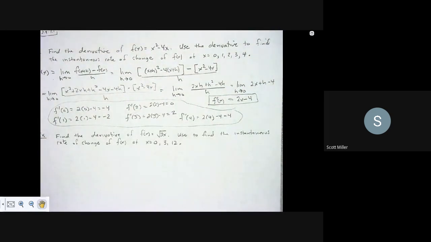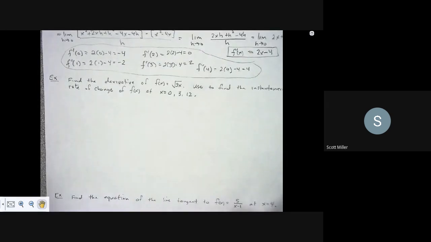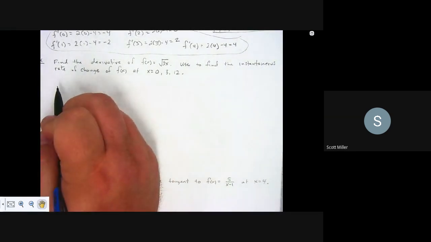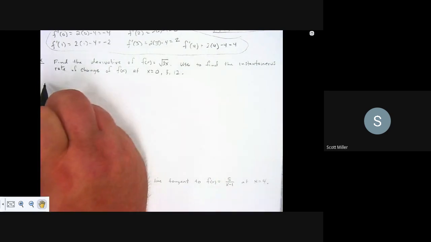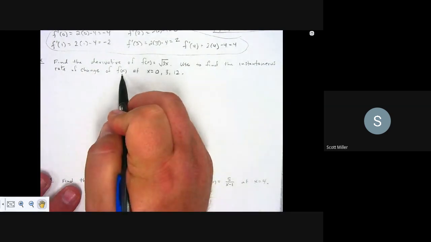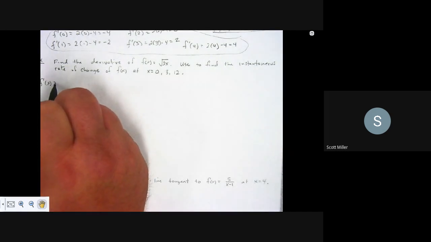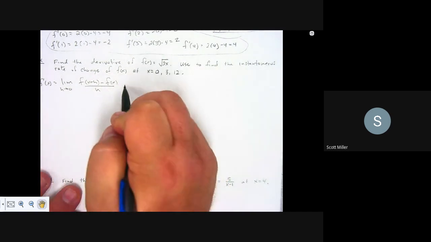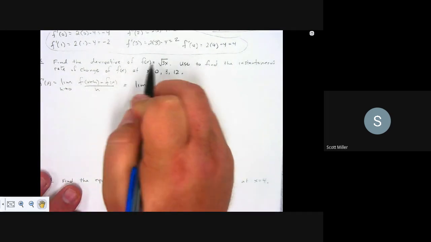I have another example here. I just changed the function for you so you can kind of see how to do different looks, different functions that, when you do your work later on, might be more easy to do. Okay, so we're going to do the same thing. We're going to find the instantaneous rate of change of f of x, which basically means I want to find f prime. So what is f prime of x? And so we know it's the limit as h goes to 0 of f of x plus h minus f of x over h. So let's plug in our values using this function right here.